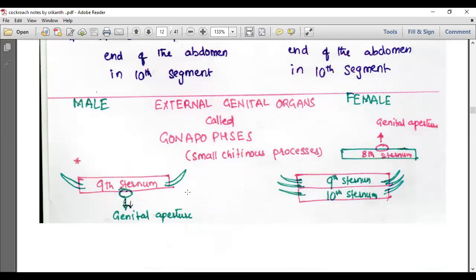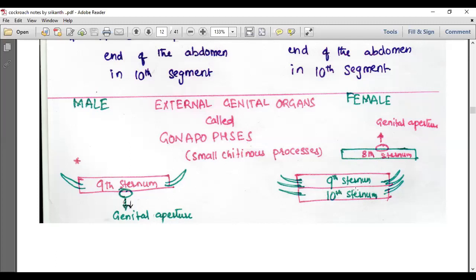All the gonapophysis or phallomeres are present in the ninth sternum in case of male. In case of female, the gonapophysis are present in the ninth and 10th sternum. More details we'll discuss in the reproductive system. The appendages of the ninth sternum in the male are called phallomeres, but NCERT does not differentiate like this. They say generally gonapophysis. So from the ninth sternum of the male, and from the ninth and 10th sternum of the female, we find gonapophysis.